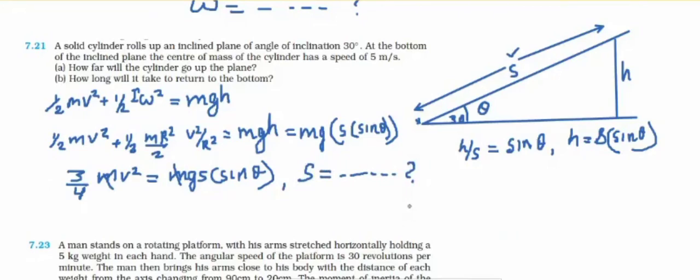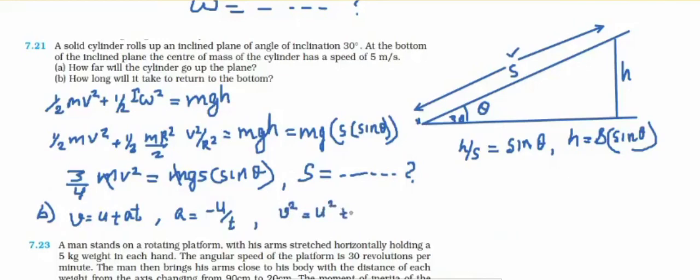Then afterwards, how long will it take to return back? We can follow a simple method for solving part B. Take the formula v is equal to u plus at. Then the final velocity is 0. So acceleration is equal to minus u divided by t. Then we can use the formula v square is equal to u square plus 2as. Again, v is equal to 0.